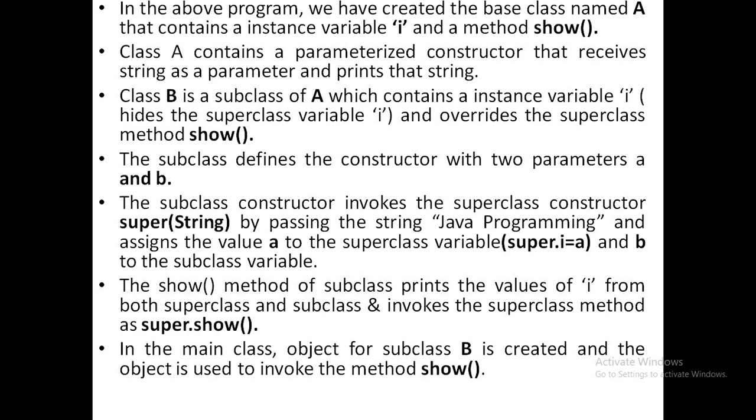The subclass defines the constructor with two integer parameters A and B, and the subclass constructor invokes the superclass constructor by passing the string to it and also assigns value A to the superclass variable and B to the subclass variable. And the method show of the subclass prints the values of the I from both the superclass as well as subclass, and also it invokes the superclass method show. So in the main class, object for subclass B is created in order to call the method show.